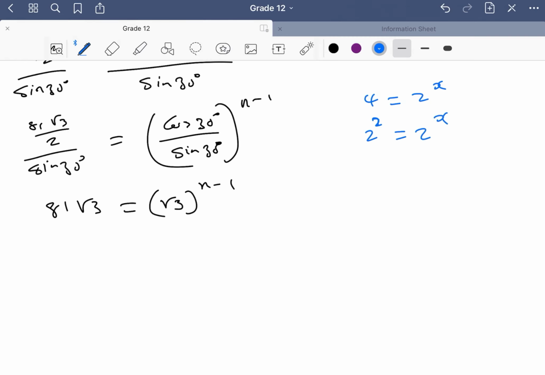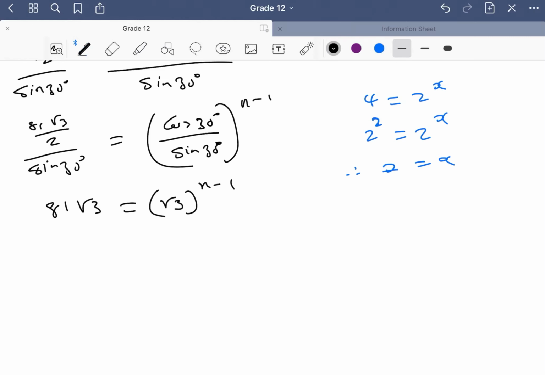And then you have 2 power x. So bases are the same. Therefore, exponents should be equal. Therefore, 2 is equal to x. So x is equal to 2. Boom. That's how you solve it. Make sense? So that's what you're going to be doing here.